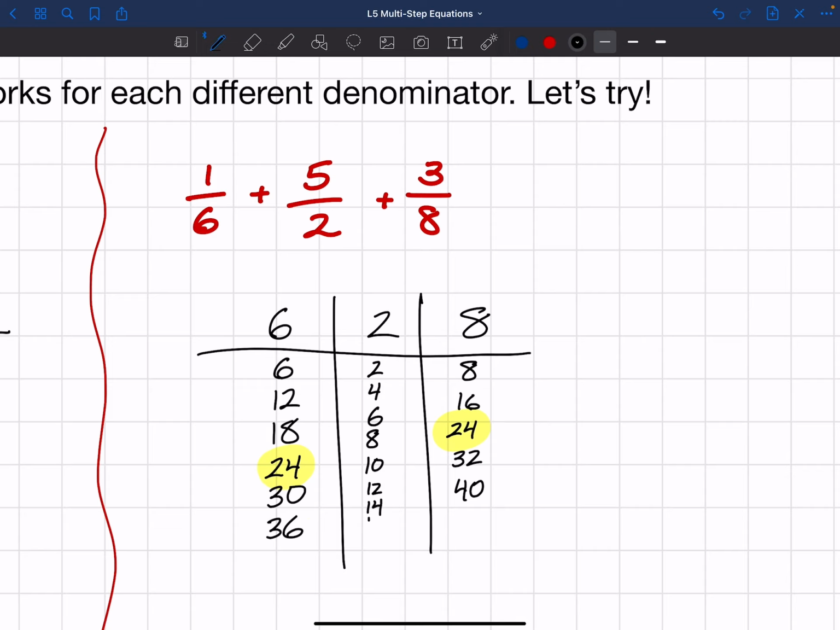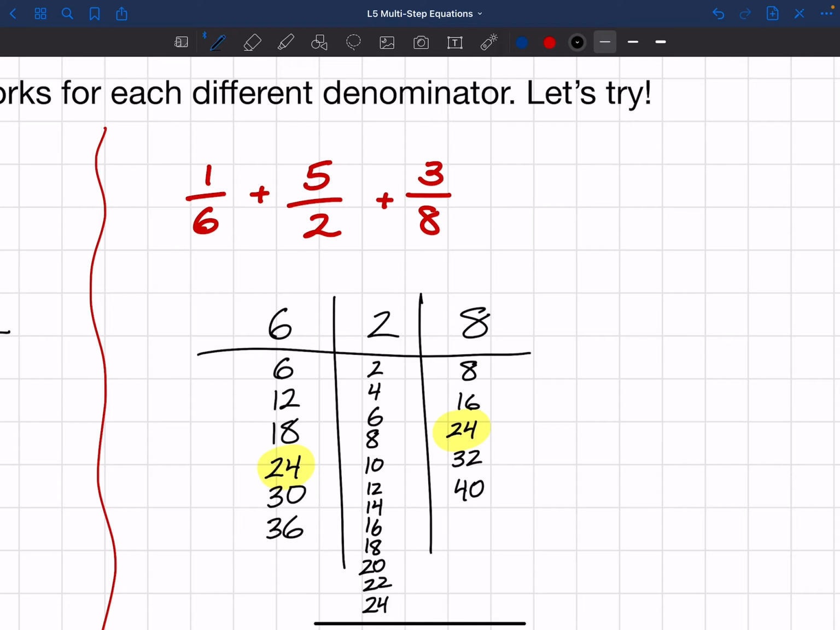12, 14, 16, 18, 20, 22, 24, right? So I would get there eventually. But sometimes if you do the bigger numbers first, you can kind of see what they should have in common. And then if you do a little bit of mental math instead of having to write out all those multiples of 2, you can say, oh yeah, 24 will work. Much better than 96, right?